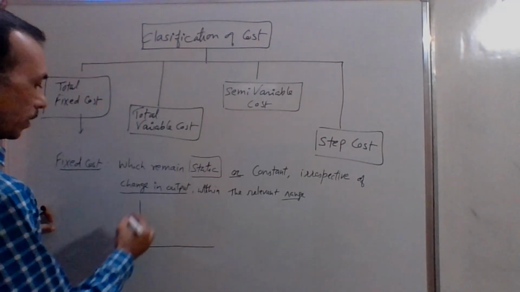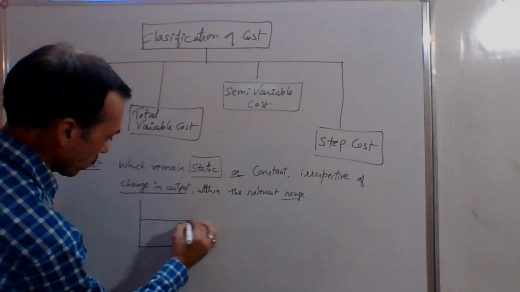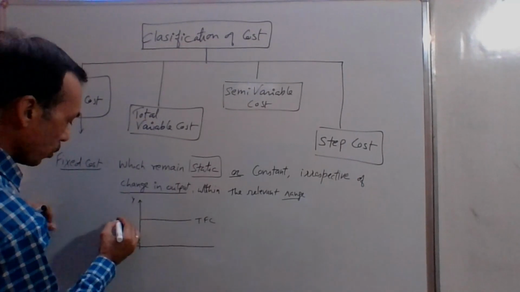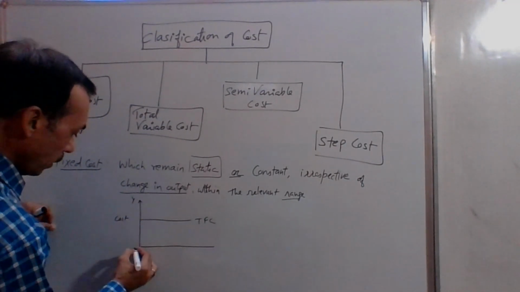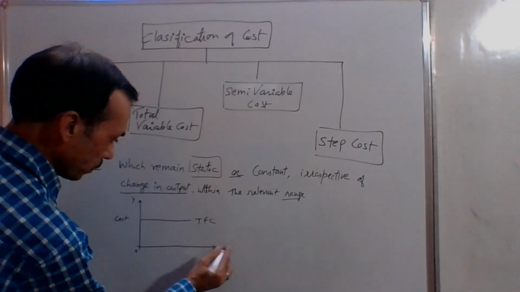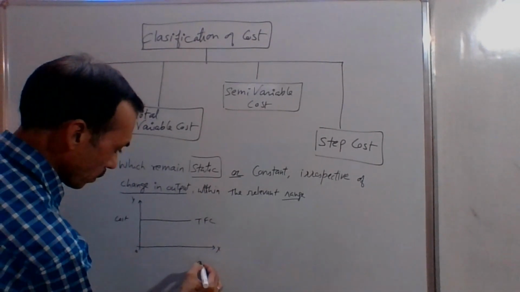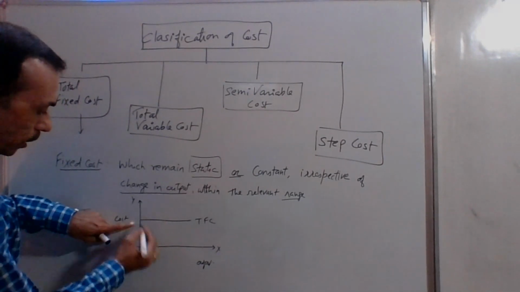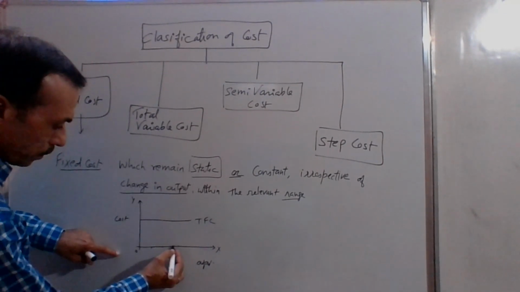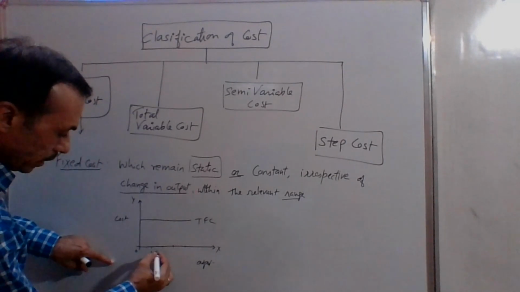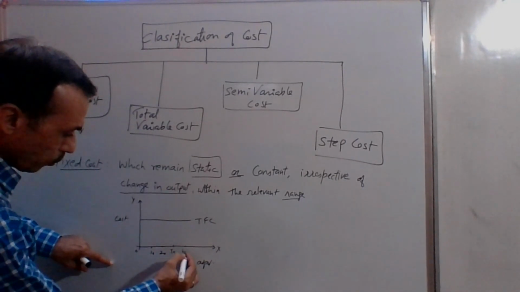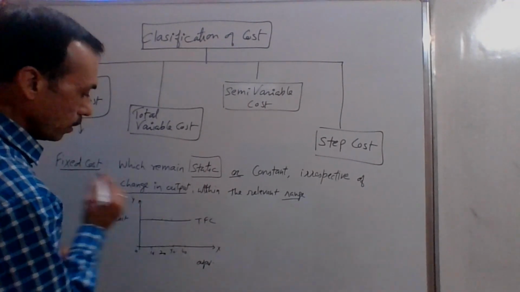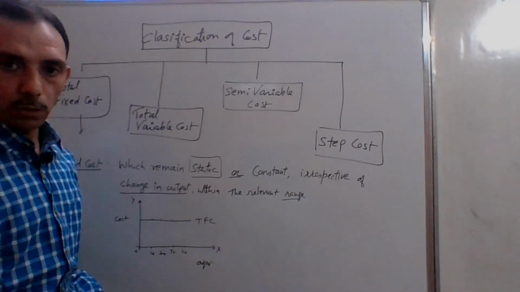Graphically we determine the fixed cost like this. This is your total fixed cost. On the y-axis is cost, and on the x-axis we take the output. When the output is 0, the cost is something. As the output increases, say 10, 20, 30, 40, irrespective of the change in output, the cost remains the same. This type of cost is known as total fixed cost.